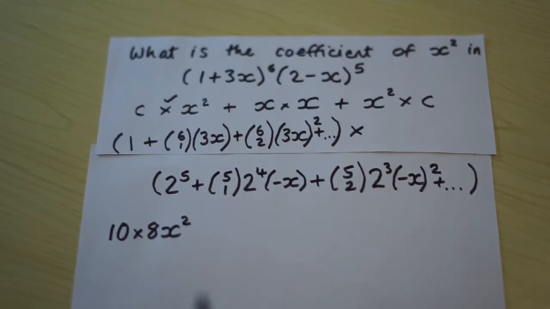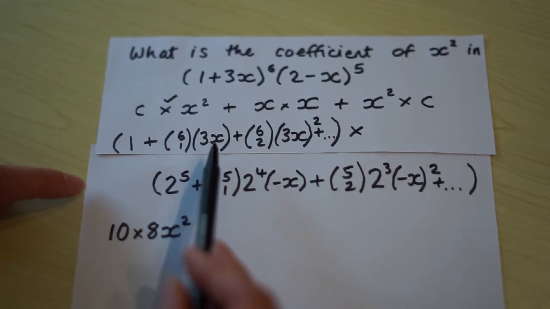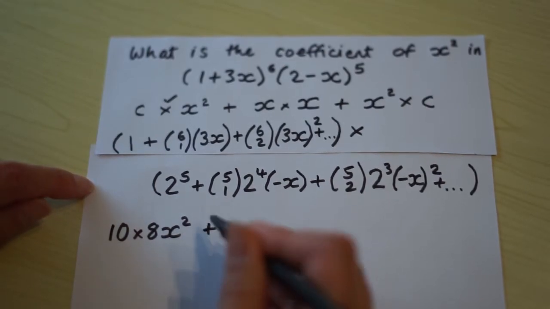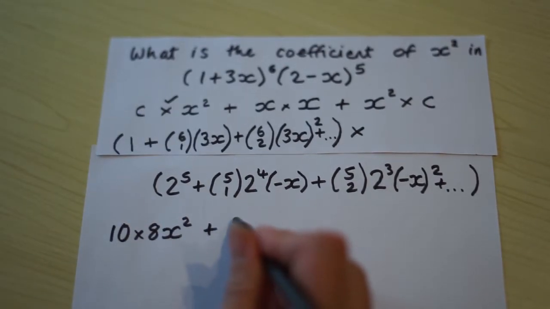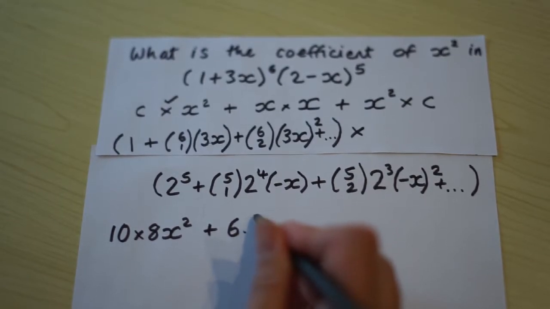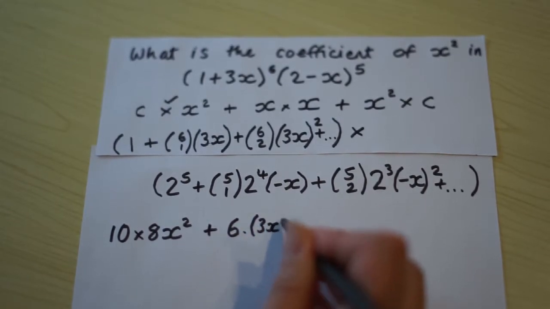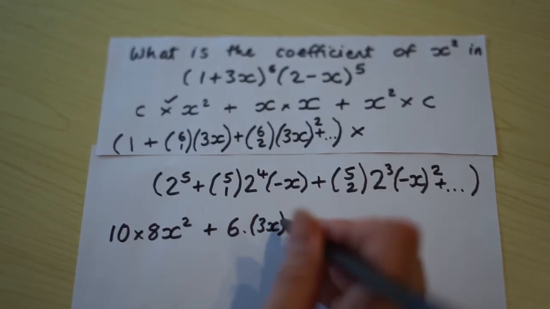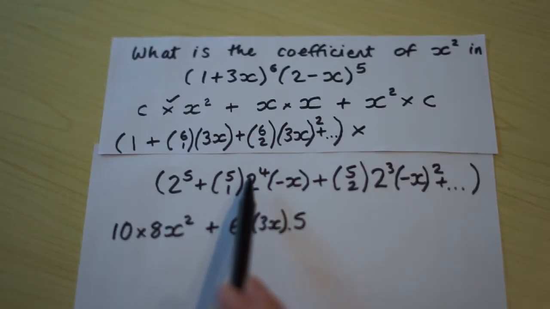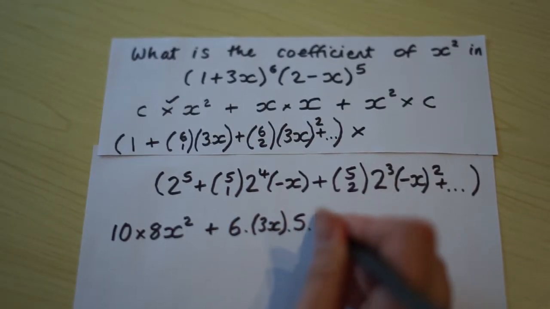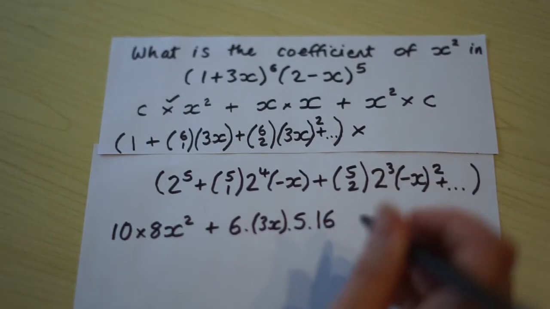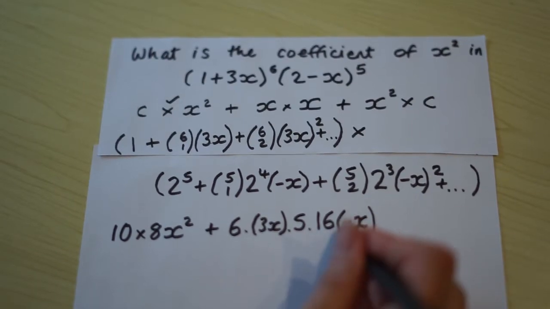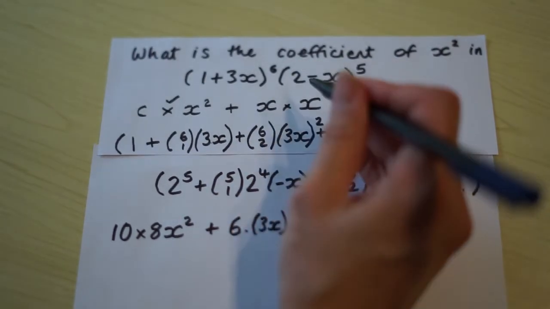Okay, so carrying on, we're looking for the x term multiplied by the x term. So let's do that. So 6 choose 1 is 6, multiplied by 3x in that one. Second one, we've got 5 choose 1 and 2 to the power 4, 16, multiplied by minus x. Okay, so we've done that now.